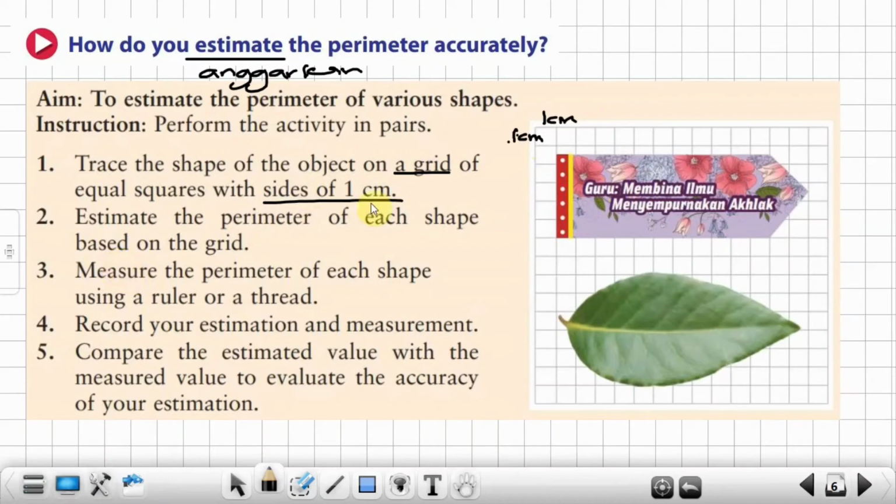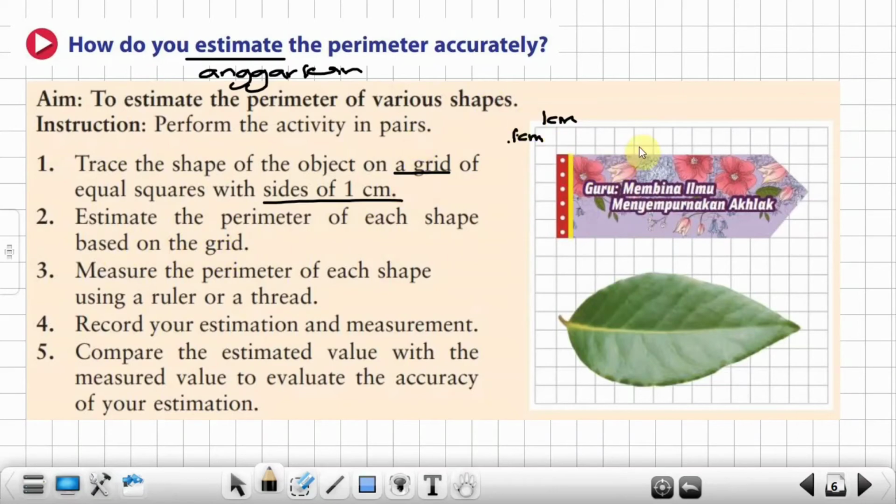Then we trace the object that we want to calculate the perimeter of. For example, this is a banner or bookmark, then a leaf. Then what happens next? After we trace, we estimate the perimeter of each shape based on the grid.